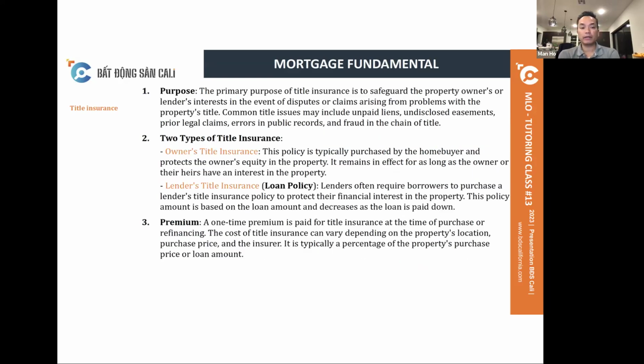Okay, the purpose of title insurance is to safeguard the property owner's or lender's interests in the event of a dispute or claim arising from a problem with the property title. Common title issues may include unpaid liens, right? Undisclosed easements, prior legal claims, errors in public record, and fraud in the chain of title. Sometimes the fraud could have happened in the previous two transfers, and now somebody finds out about it. It's going to affect the current borrower or buyer.